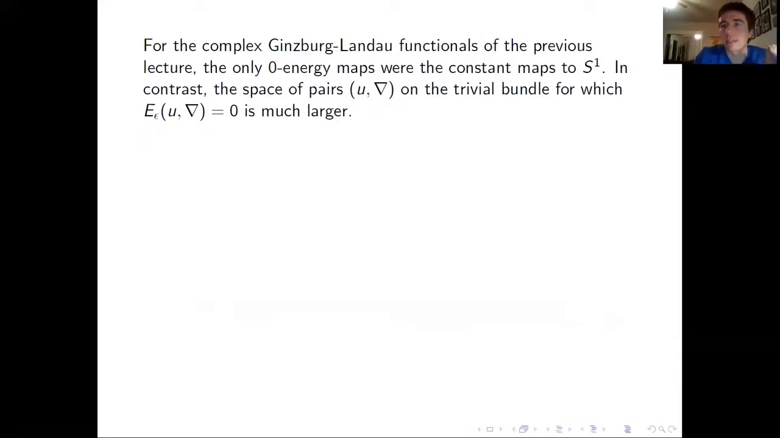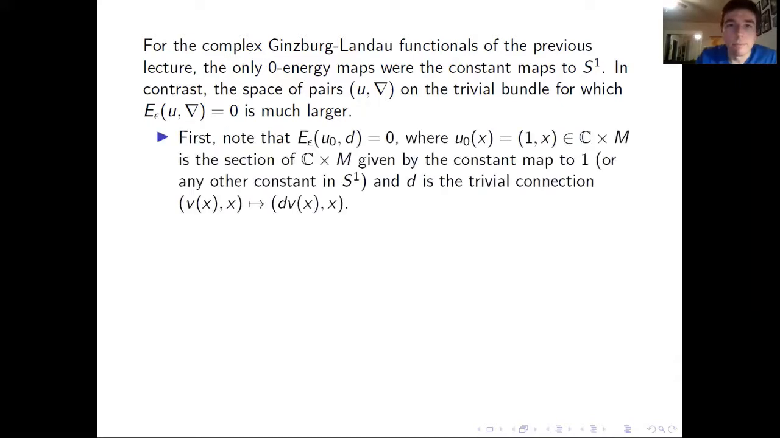So for the complex Ginzburg-Landau functionals of the previous lecture, the only zero energy maps were the constant maps to the unit circle. In contrast, the space of pairs (u, nabla) on the trivial bundle for which E_epsilon of (u, nabla) is 0 is now much larger. Why is that? Well, first note that if we take a constant map to S1 on the trivial bundle, and take nabla to just be our trivial connection d, then certainly that's going to be a pair satisfying these conditions above, a unit section and a connection which sees it as constant. And so that'll give us one pair with zero energy.